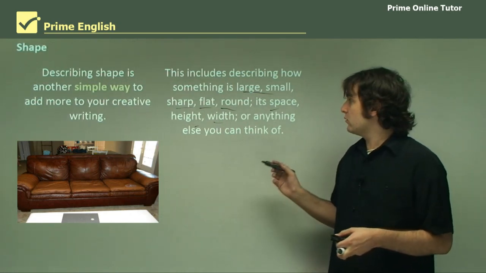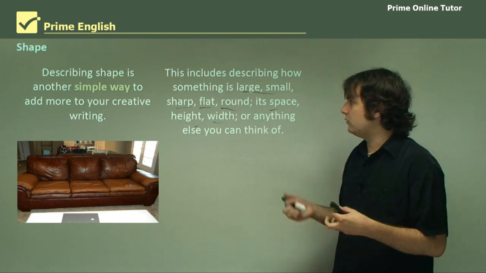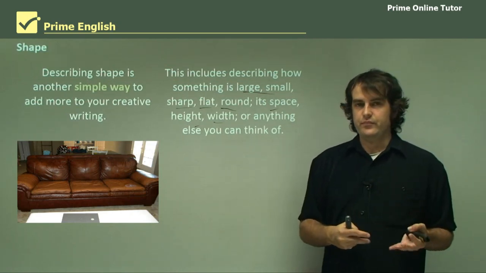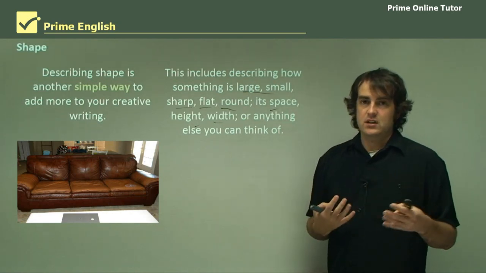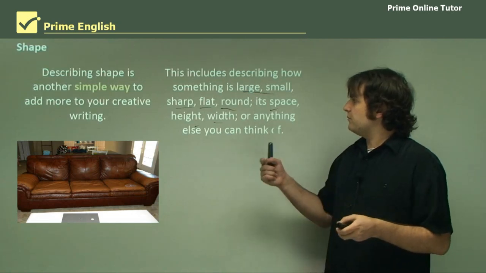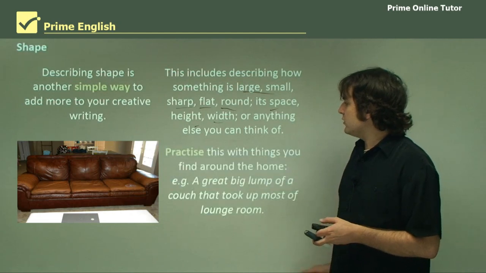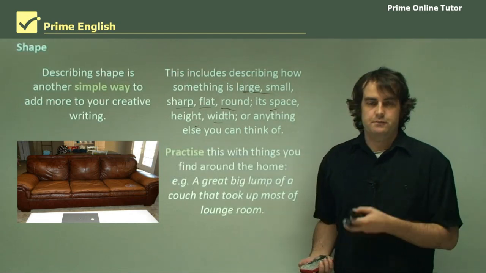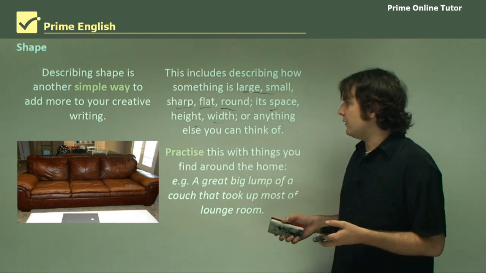Okay, so really those things are your basic description. So how big, how small, is it round, is it pointy, is it wide, is it tall, what is it? So you've got some basic descriptions there to start with. Then you can practice this with different things around your house and start to really attach different ways of describing something.